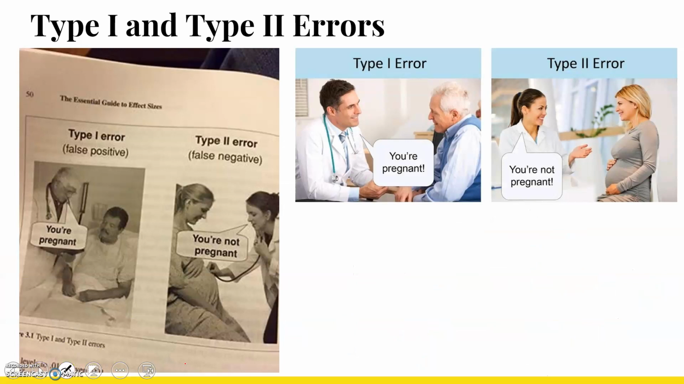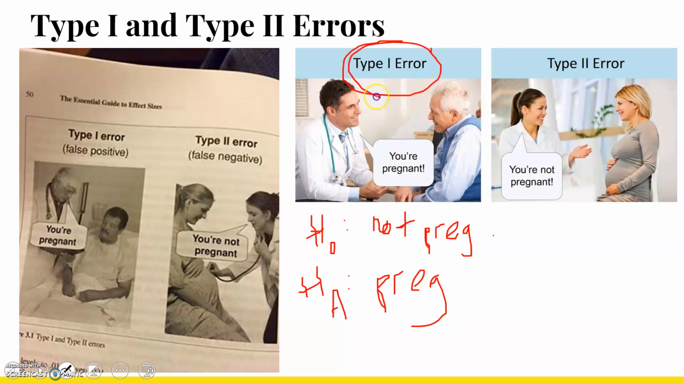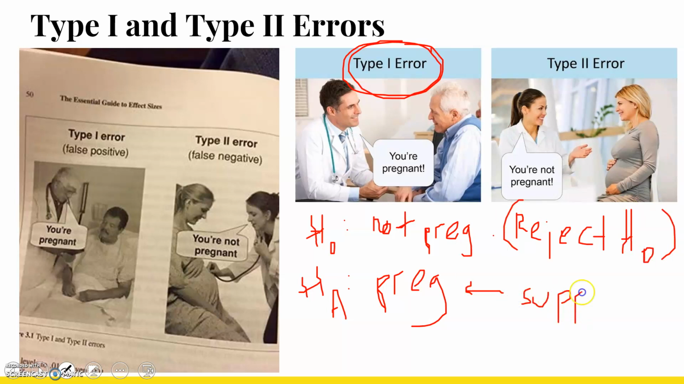All right, here's another example. H naught. Okay, most people, I would say the null is that you're not pregnant, right? Most of the population's not pregnant. That's our null. Our HA is that you are pregnant. All right, so in a type 1 error, you are rejecting the null. You're rejecting H naught when you should not have. And you are supporting the alternative. There's support for pregnancy, and you're rejecting that they're not pregnant, right?